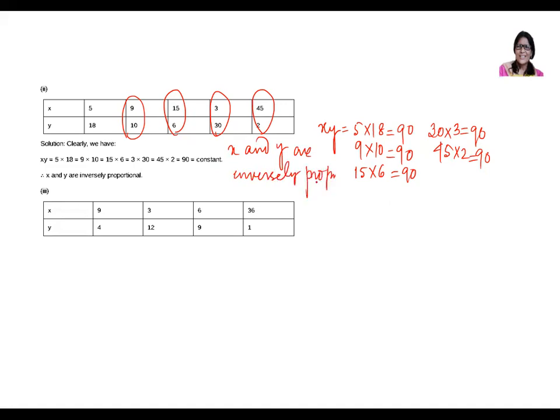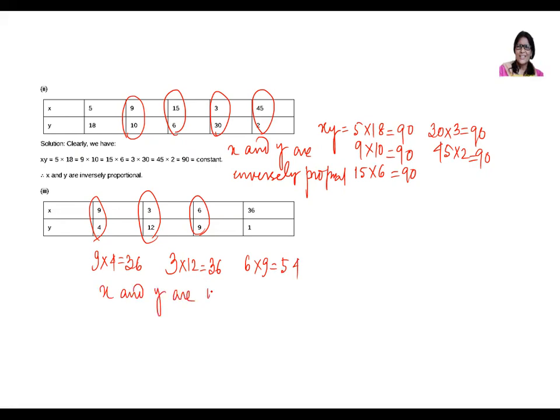Coming to the third part. 9 into 4, 36. 3 into 12, 36. 6 into 9, not 36, it is 54. So x and y are not inversely proportional.